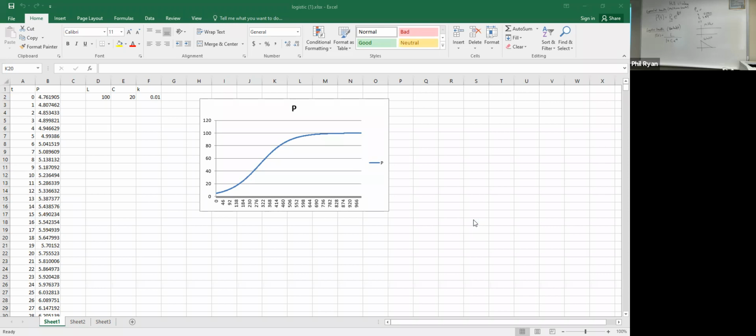Okay? So in this scenario, we have three parameters, L, C, and K. L is what we call the carrying capacity. So has everyone opened that file? Change L to different numbers and see what happens to the curve.